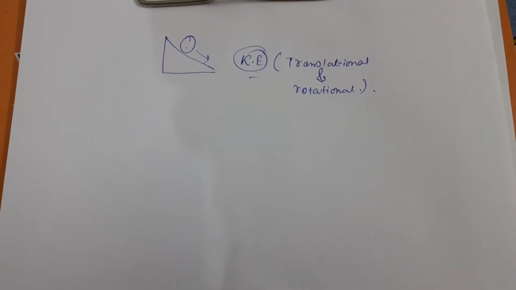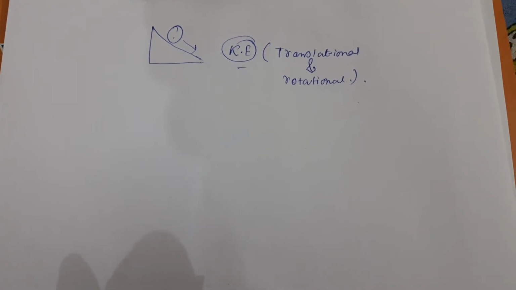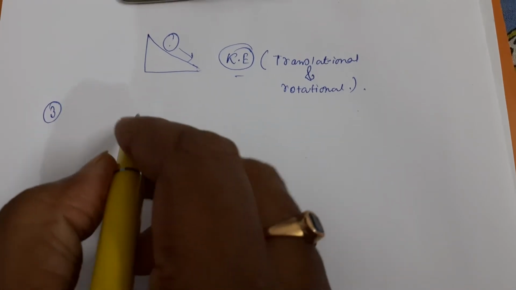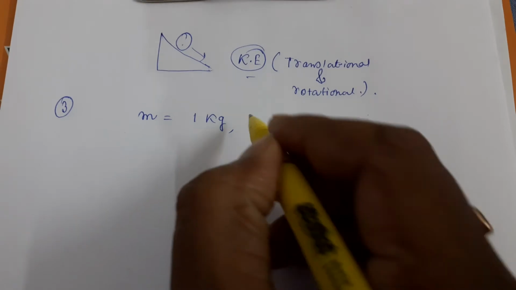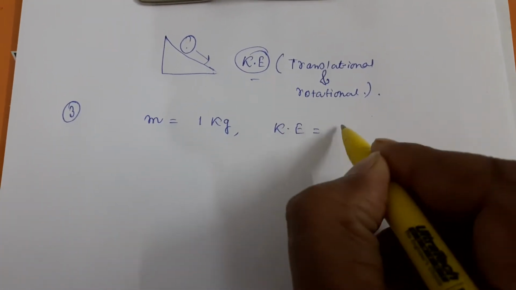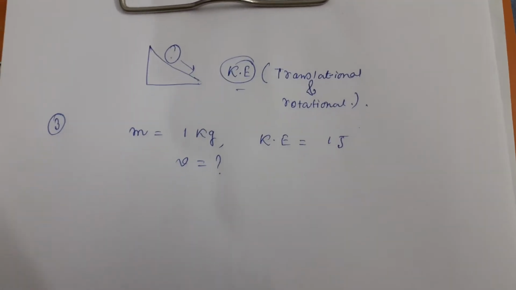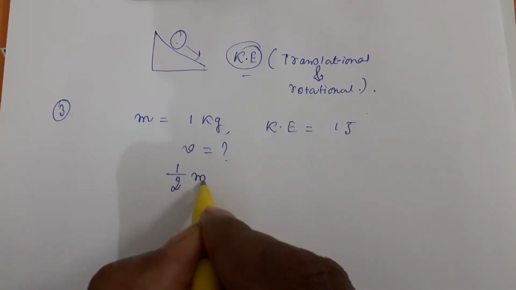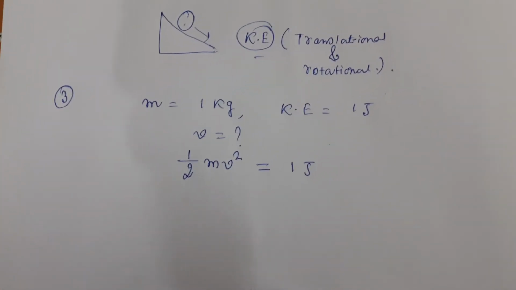Question number 3: at what speed will a body of mass 1 kg have a kinetic energy of 1 joule? It is given that the mass of the body is 1 kilogram. To achieve the kinetic energy of 1 joule, what should be the velocity of the body? That is the question. Kinetic energy is half mv square, which is equal to 1 joule.